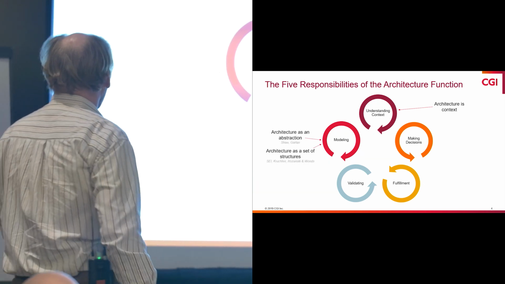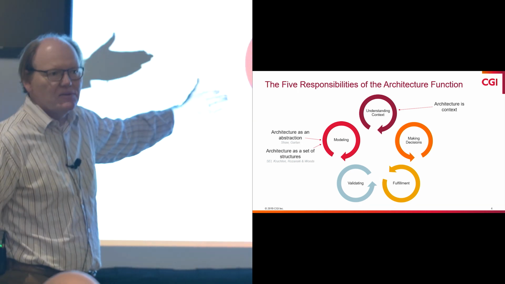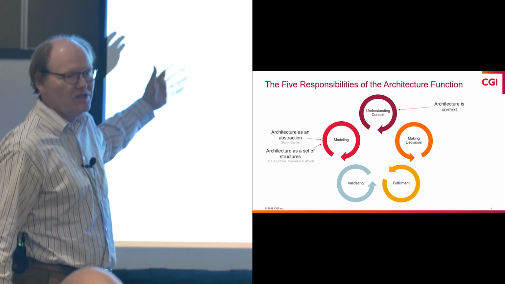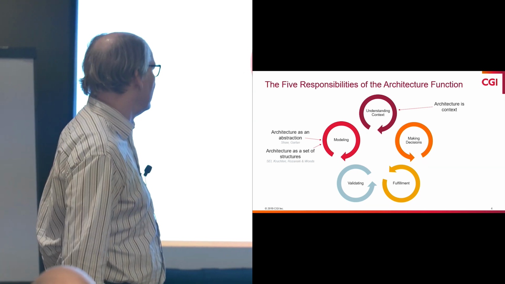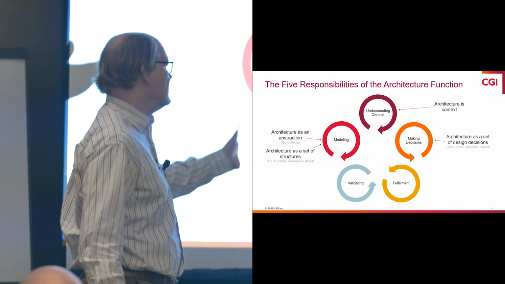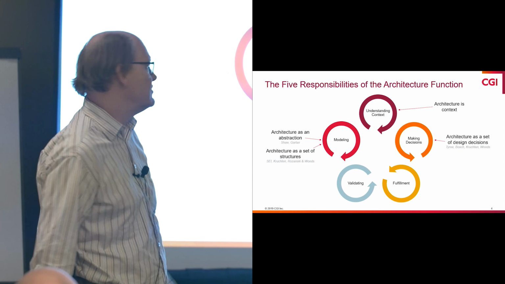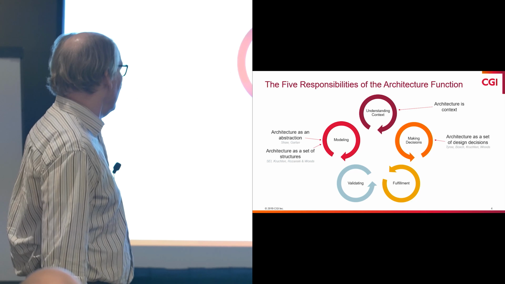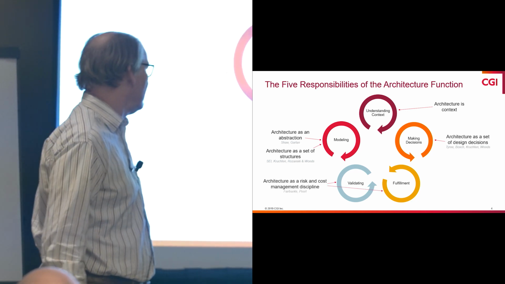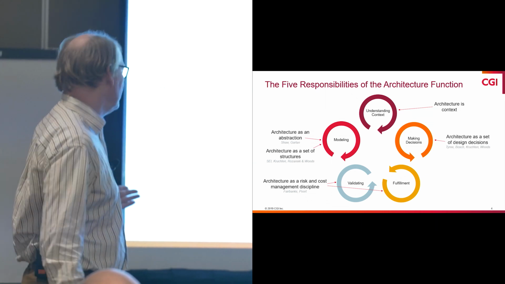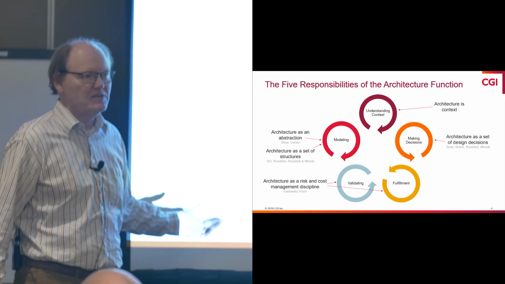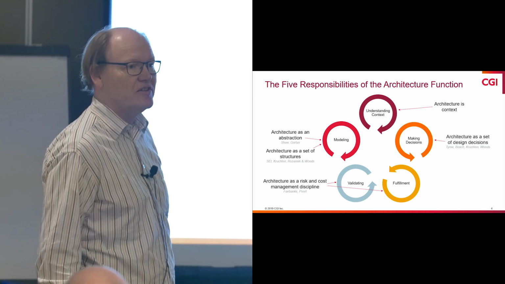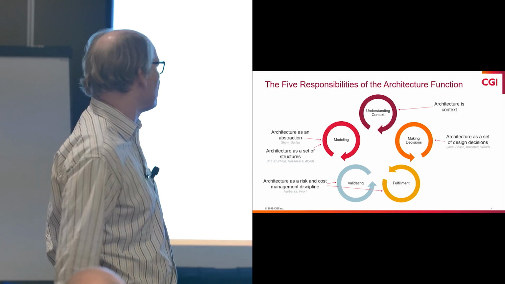Where does the modeling come from? Well, that is, I guess, the classical view of architecture, architecture as an abstraction, architecture as a set of structures that you need to reason about the decisions that you're making. The decision making comes from the view of architecture as a set of design decisions, which came a little bit later than the idea of architecture as a modeling discipline. And then the validation and the fulfillment are more related to the view of architecture as a risk and cost management discipline, which among others George Fairbanks and myself have been writing quite a lot about.